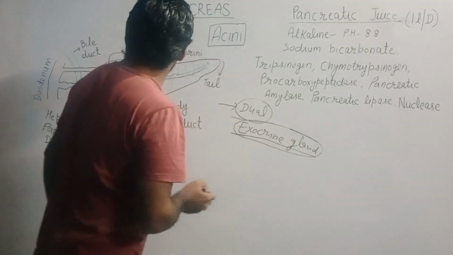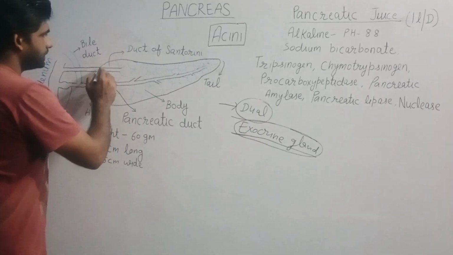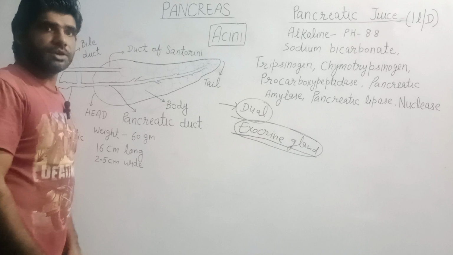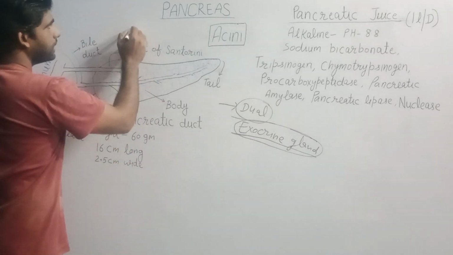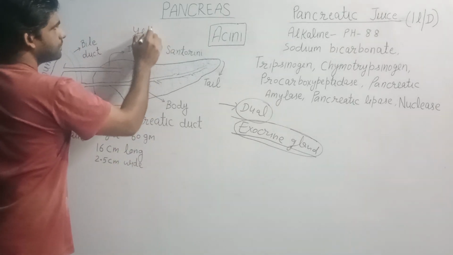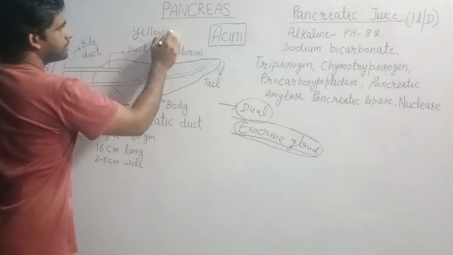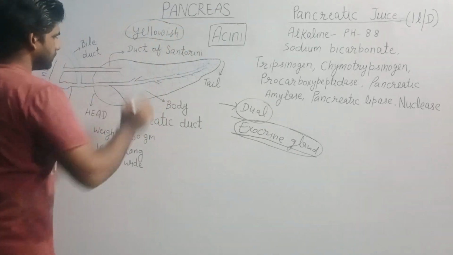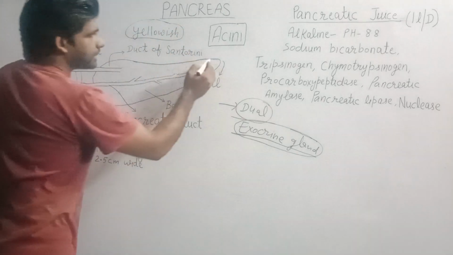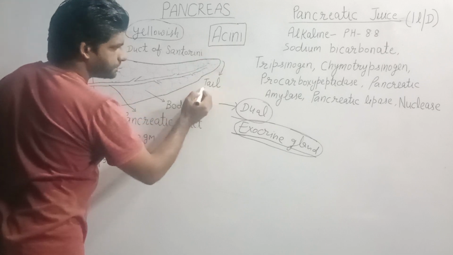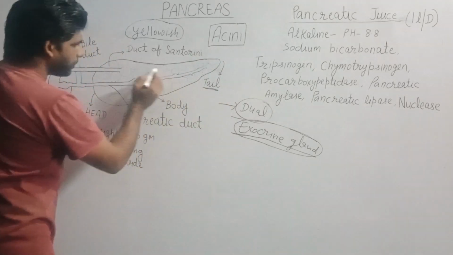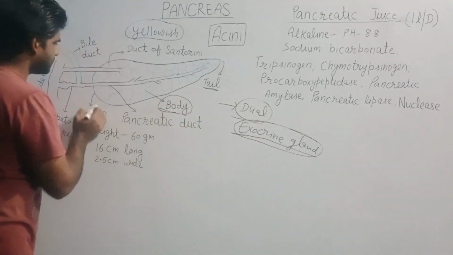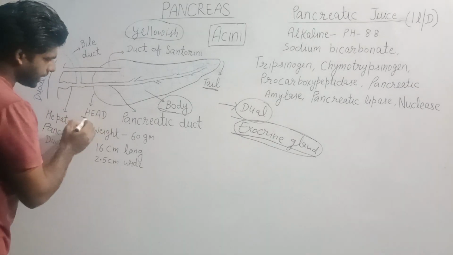As we can see in the diagram, this is the structure of pancreas. It is a leaf-like structure, and pancreas looks slightly yellowish in color. It is divided into three parts. This apex is called tail. This middle portion is called body of the pancreas, and this broader part is called its head.